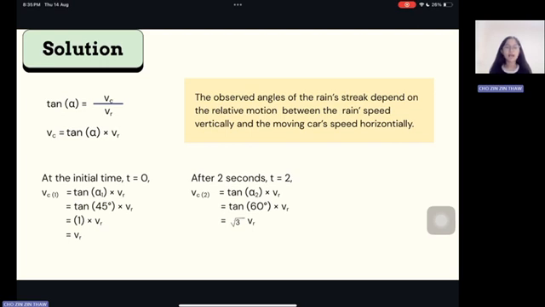At the initial time, t equals 0, the angle of the ring streak is 45 degrees. So by substituting this into the equation, we get the velocity of the car is equal to the velocity of the ring at time t equals 0. After 2 seconds, the angle of the ring streak changes to 60 degrees. So the velocity of the car becomes root 3 times the velocity of the ring after 2 seconds.